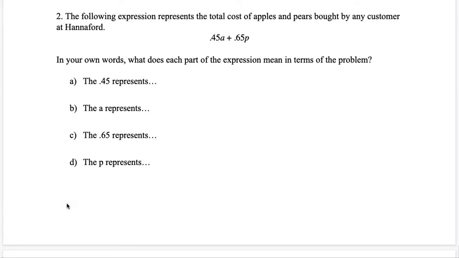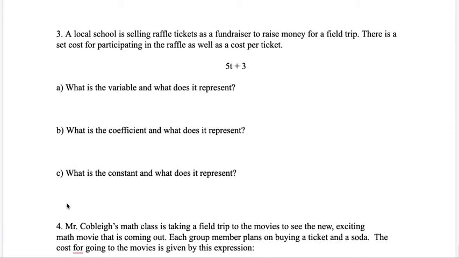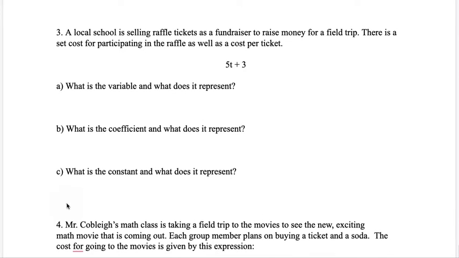Moving on to another example, let's take a look here. Raffle tickets, similar idea. Again, it looks like we're defining the variable T. We're defining that here in this case as the number of tickets purchased by a person.